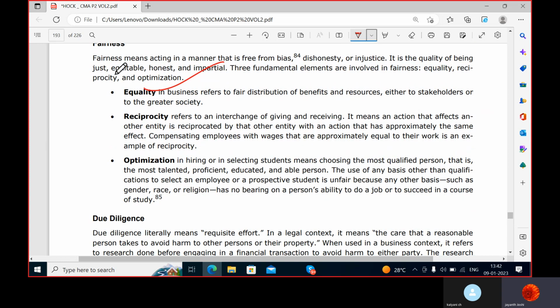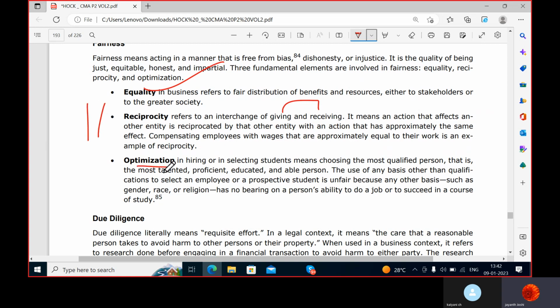They should reciprocate. Reciprocity refers to an interchange of giving and receiving. It means an action that affects another entity is reciprocated by that other entity with an action that is approximate. So someone does good for us, we should do good.